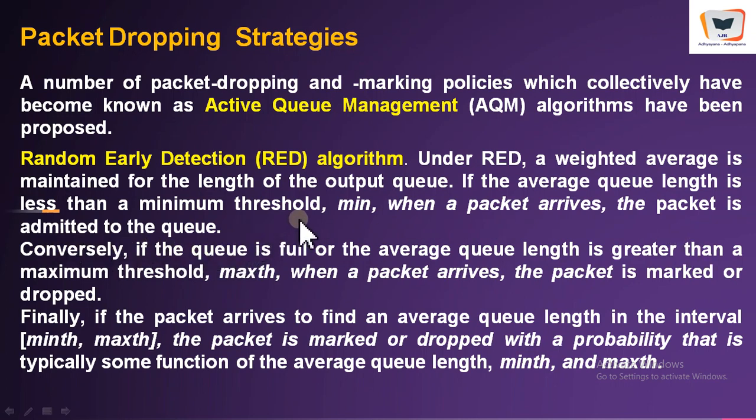That means if the queue length is lesser than the minimum threshold, then the packet will be allowed to enter into the queue. Conversely, if the queue is full or the average queue length is greater than the maximum threshold, then when the new packet arrives, the packet is marked and dropped. Finally, if the packet arrives to find an average queue length in the interval between maximum and minimum, the packet is marked or dropped with a probability. That means if the queue length is between minimum and maximum, then the packet will be dropped with a probability, typically some function of the average queue length, that is minimum and maximum threshold length.